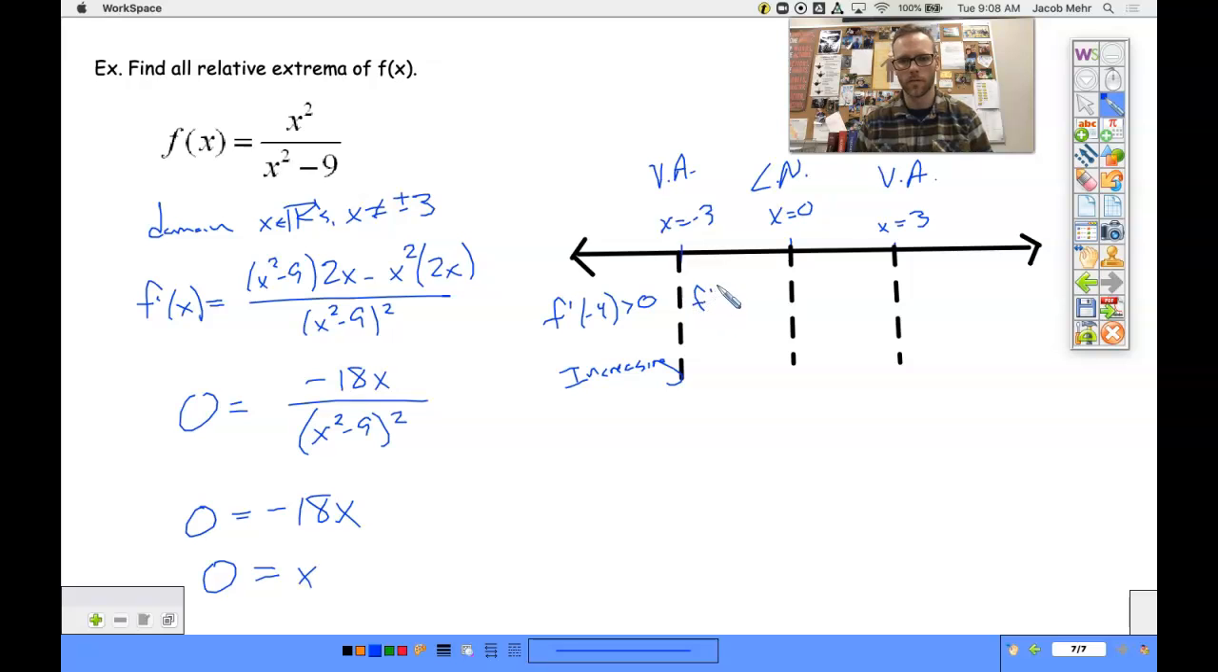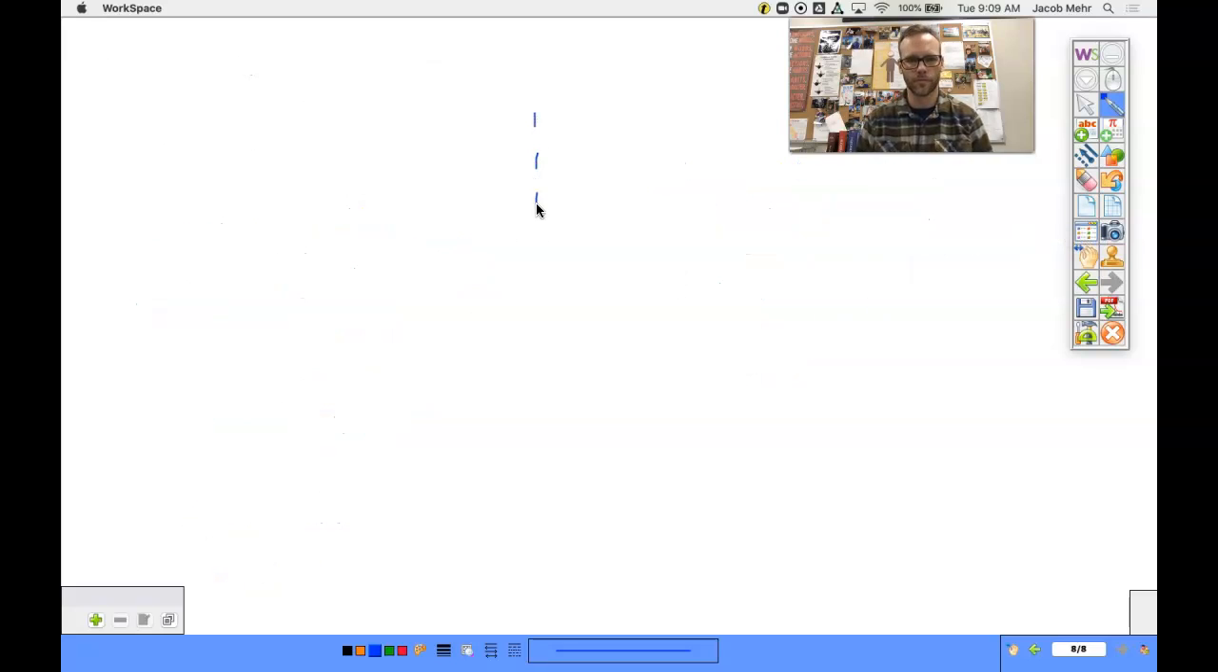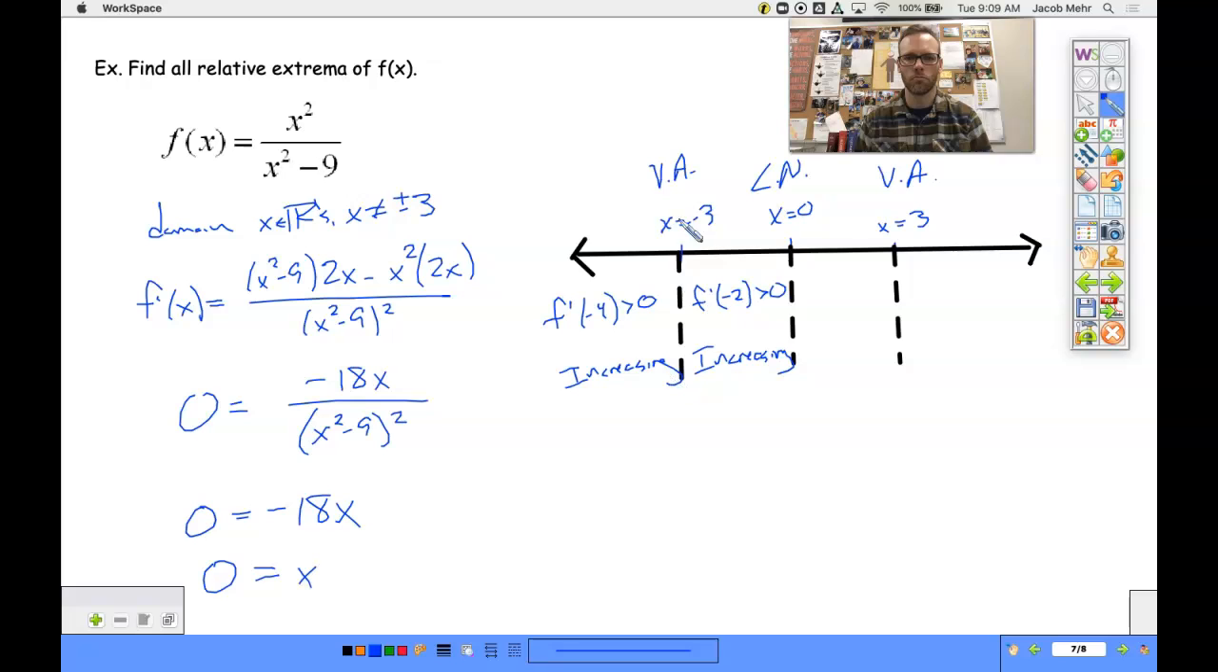Now let's test between 0 and -3, like at -2. And again, I get a positive over a positive, which is positive. The function's increasing. So we don't see a change. It goes from increasing on one side of a vertical asymptote to increasing on the other. What might that look like? Increasing to increasing. At the vertical asymptote, the behavior might be like that. It's increasing on this side, and then on this side, it's increasing as well. So we don't see a change there. And -3 is not in the domain, so it can't be an extremum anyway.